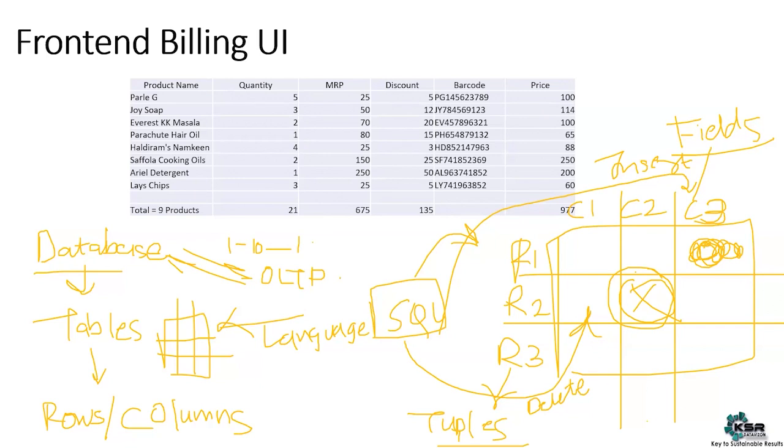Now, after 10 or 15 minutes, assume that there is some information present in the R3, C2 position. R3 is this, C2 is this. So there is already some information present here. But I think this information is not up to the mark. I want to update this information.